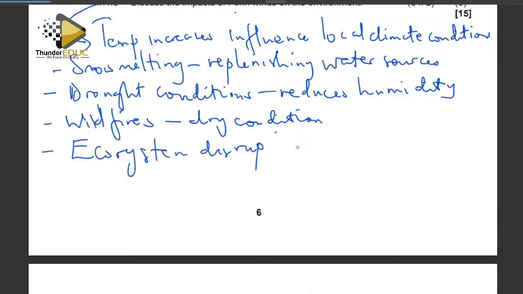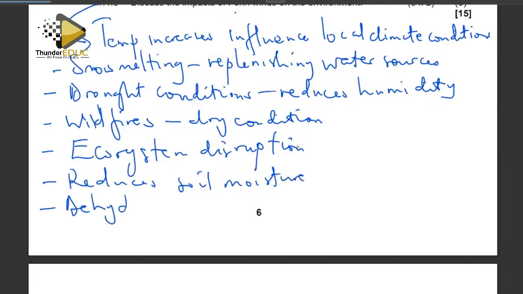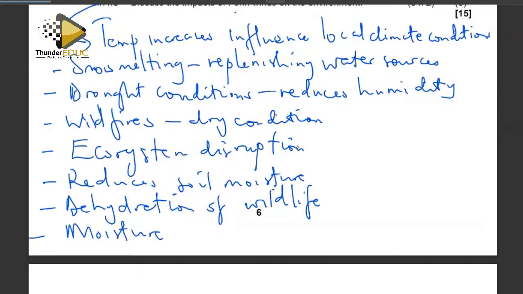Because of excessively high temperatures, it tends to disrupt some ecosystems. And also we can talk of it reduces soil moisture. Dehydration, moisture stress on vegetation. Yeah, those are some of the effects on the environment that you can talk about.